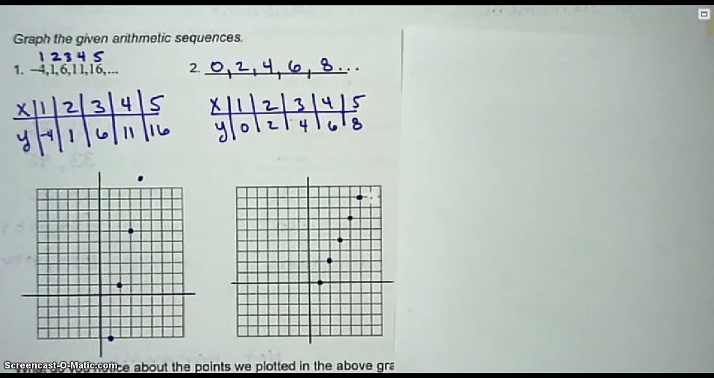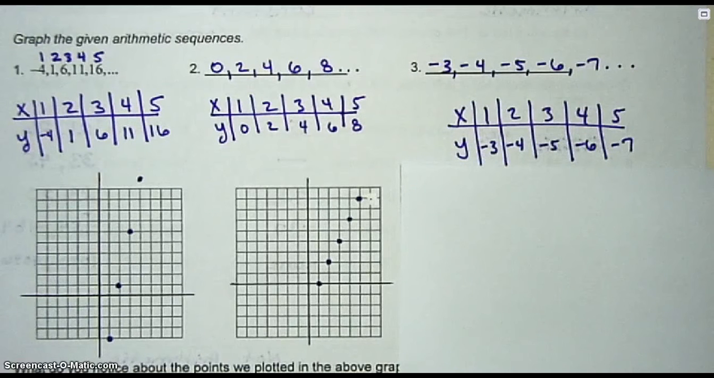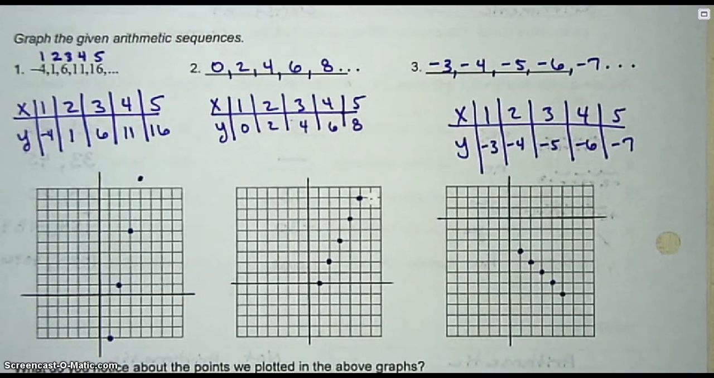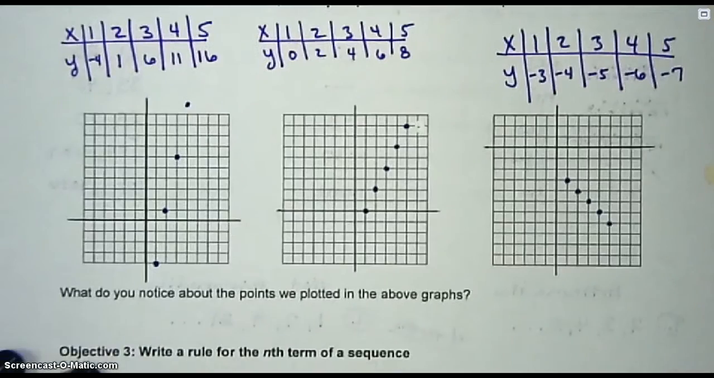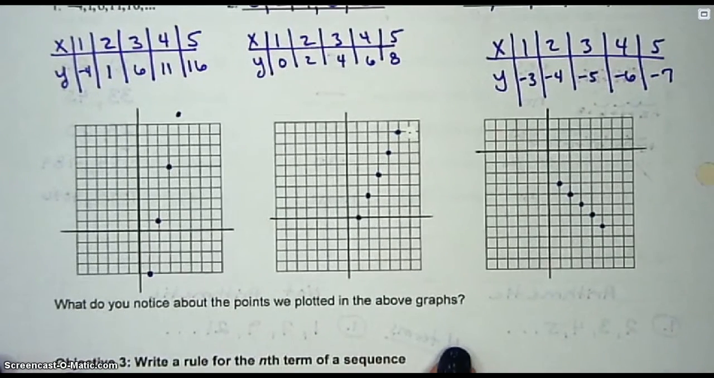Alright, hopefully you're ready to check your answer. So you should have set up a table that looks like that, and your graph should look like that. Okay, make sure you didn't draw a line, because yes, the sequence does continue on forever, but it is actually a discrete graph. Now, what do you notice about the points we plotted in the above graphs?